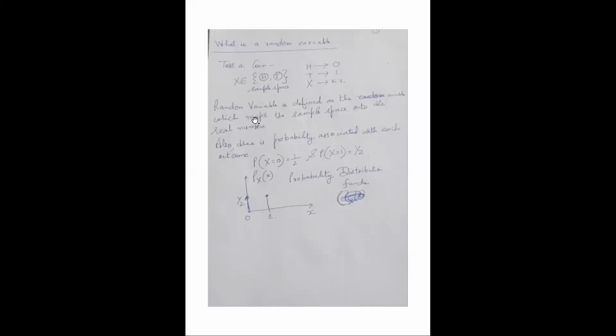I hope the definition of random variable is very clear. Random variable is, I'm again repeating because the definition is very simple and a very correct definition.